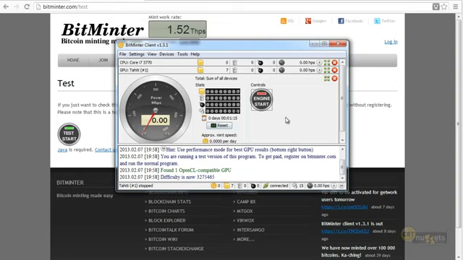Now, the actual full client looks very similar to this, except I would have an account at Bitminter, and I would log in with my credentials, and that way any of the work I'd been assigned for hash calculations, I could get credit for as part of the pool.